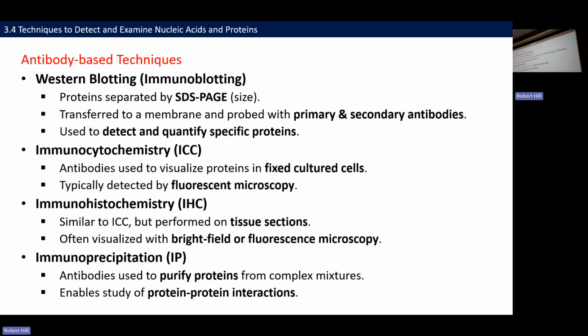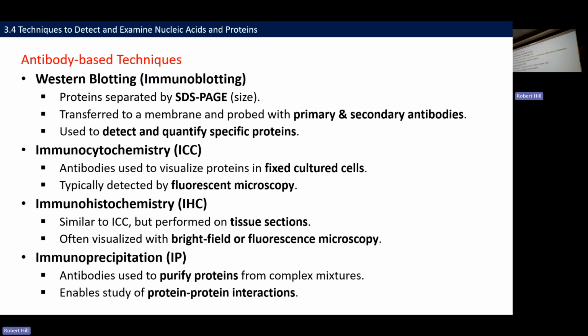All right, so the most common antibody-based techniques are Western blotting, which is used to detect a particular protein. Actually, all these are usually used for detecting proteins, but Western blotting is a little modified because after taking all of the proteins out of a cell, you then separate them all based on their molecular weight. All right, immunocytochemistry is used for visualizing a protein like in cultured cells.